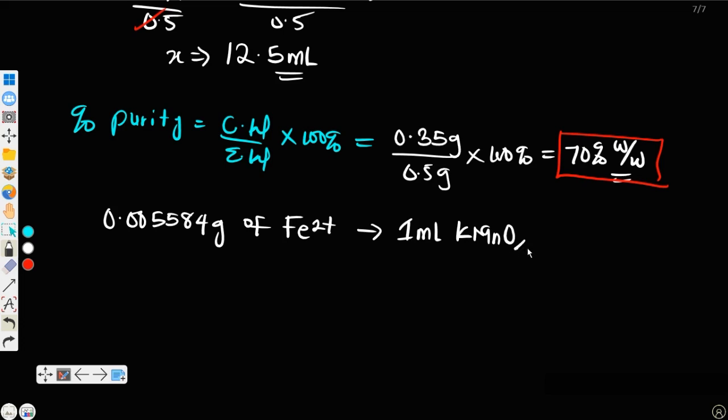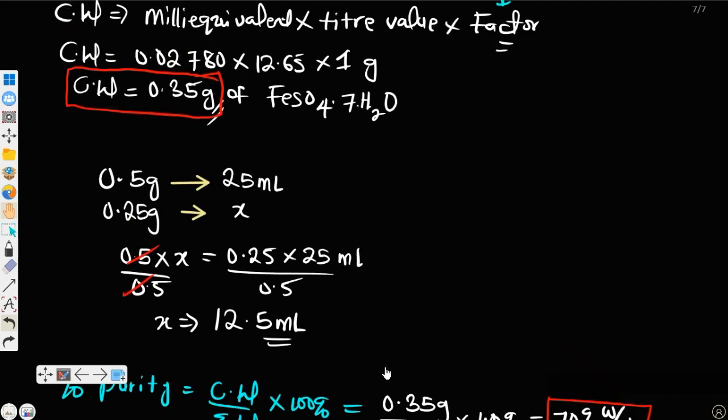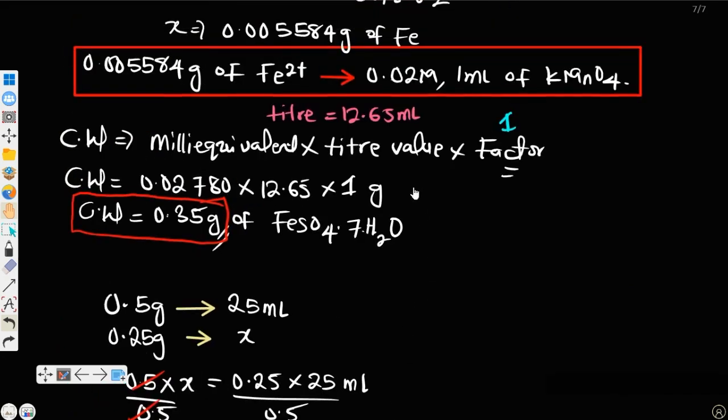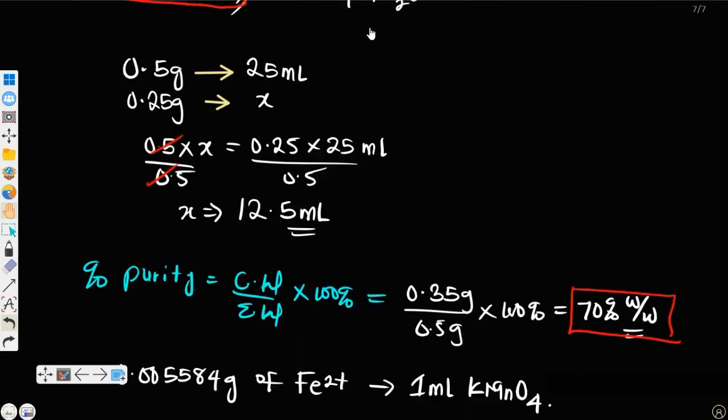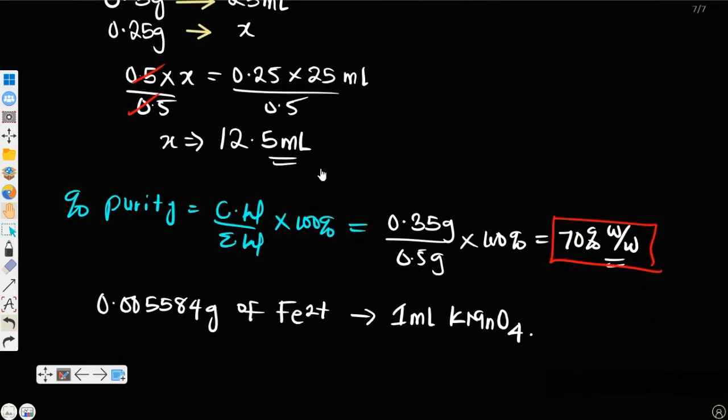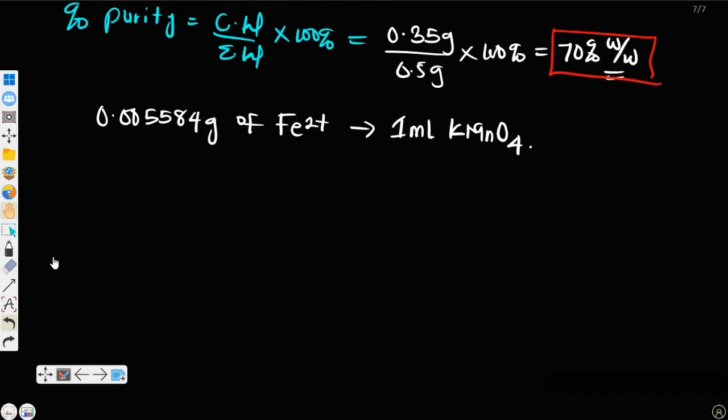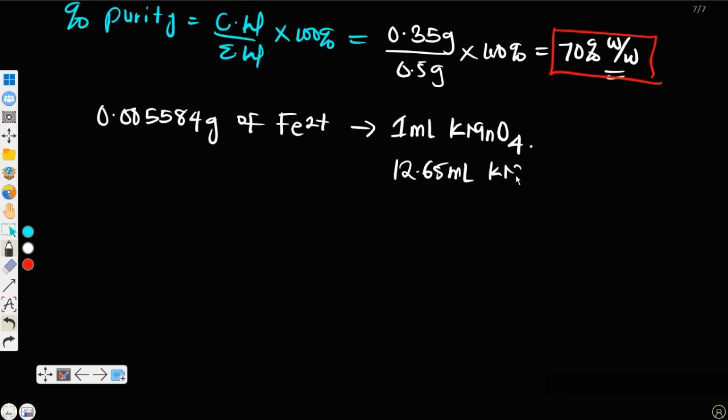of KMnO4. What was our titre value for KMnO4? Titre value for KMnO4, what was it? The titre value, normally, was 12.65. That is what I'm asking of. Are you getting it now? So the titre value is 12.65 mL of KMnO4. It reacts with how many mL of the ion now?